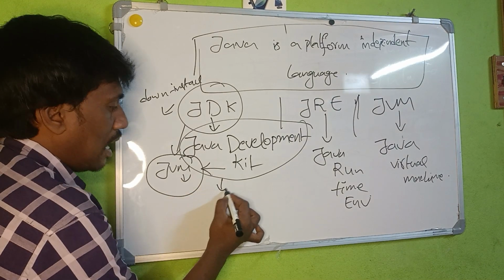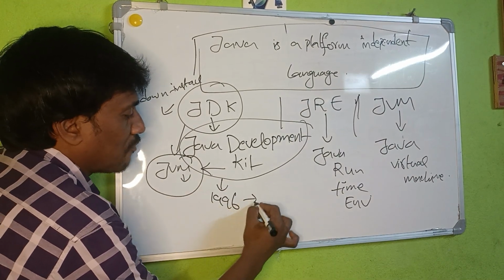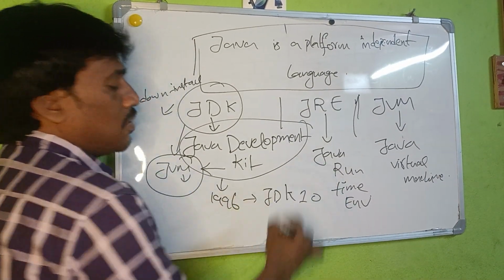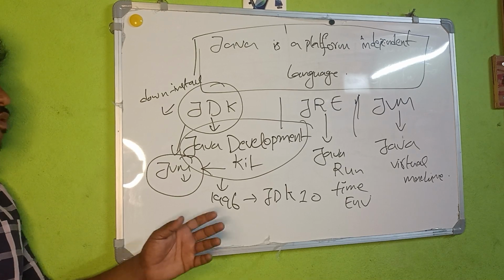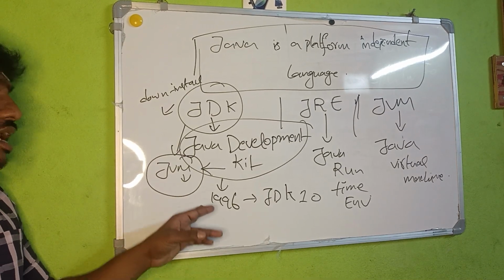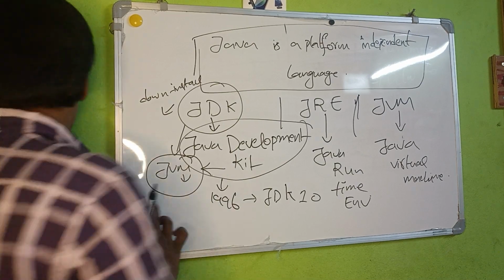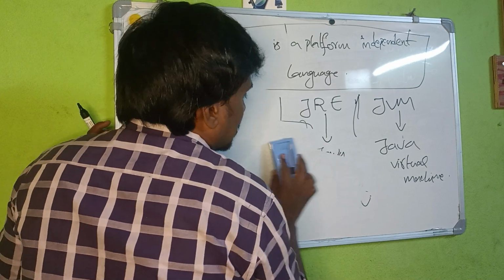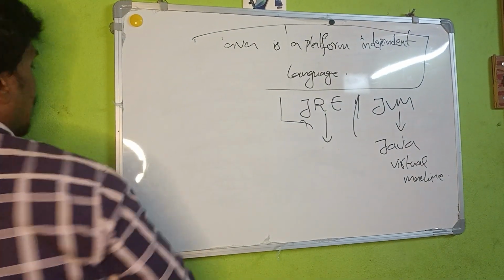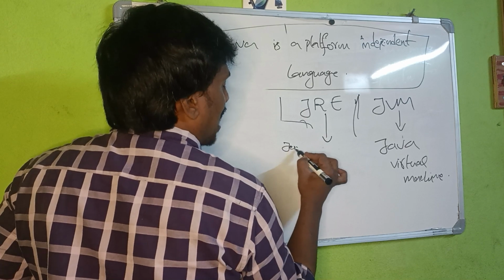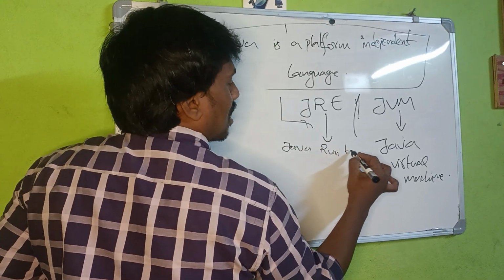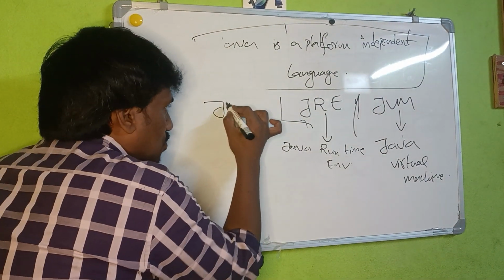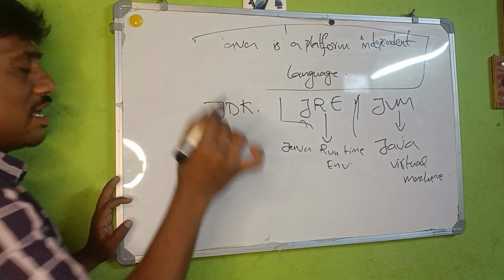In 1996 the first JDK was released, JDK 1.0. And coming to JRE, JRE means Java Runtime Environment. What is the difference between JDK and JRE? That I will tell.